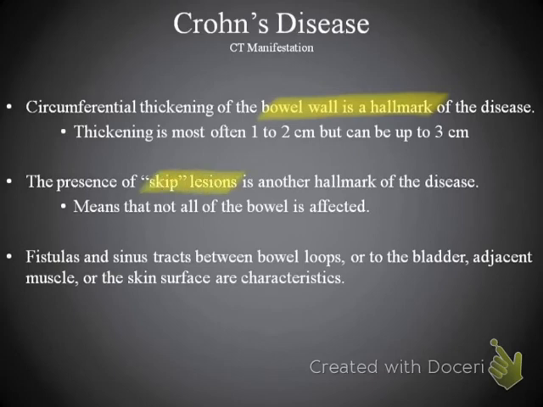It means that all of the bowel is not affected. And so this means that basically there's going to be diseased portions of the bowel next to good portions of the bowel. Fistulas and sinus tracts between bowel loops or to the bladder, adjacent muscle, or the skin surfaces are characteristic as well. And so basically you're going to look for transition points that should not exist between bowel and other things such as bladder, muscle, skin, or even other bowel loops. So that's what we're going to look for as well. But the most common is, once again, skip lesions.